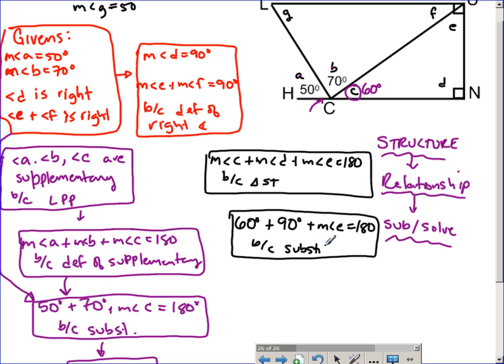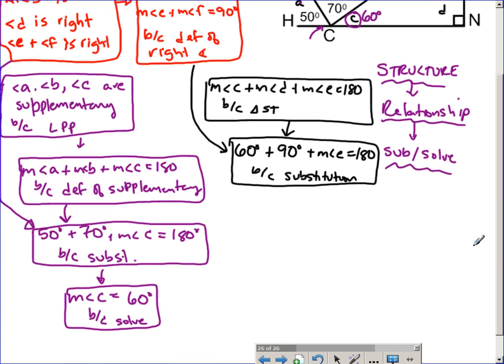But let's be careful about where. Well, we're modifying this equation, so that's one arrow. Oh, look at this. Measure of angle D equals 90. We did use that from our given. And the fact that it's 60 comes from our previous step.